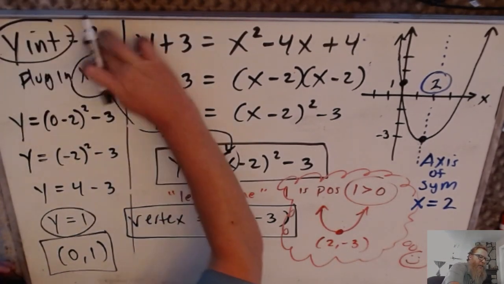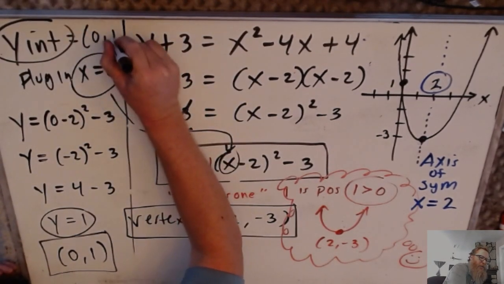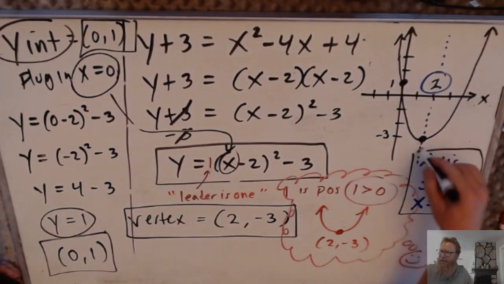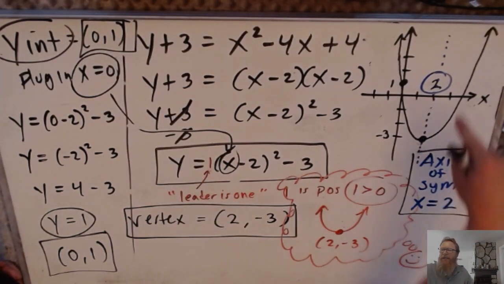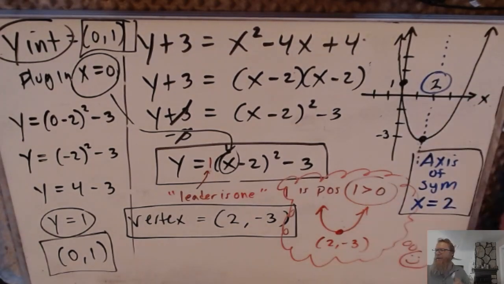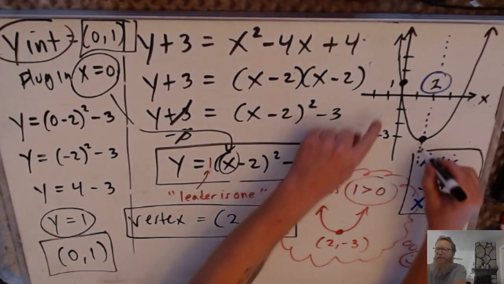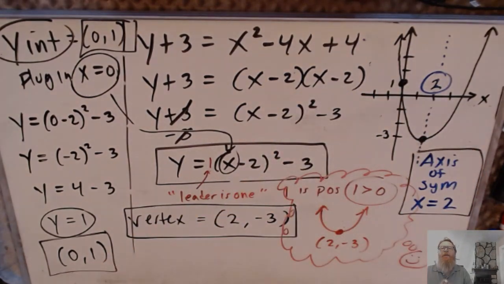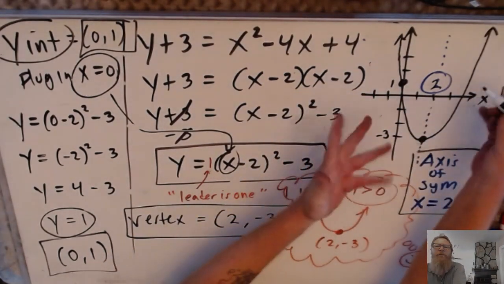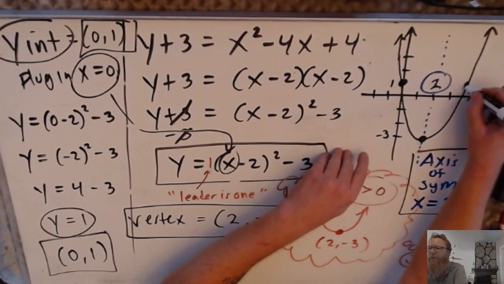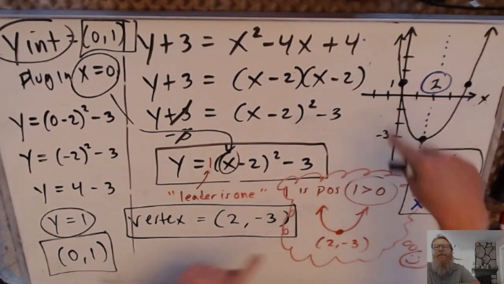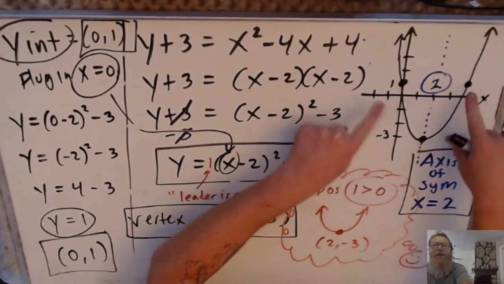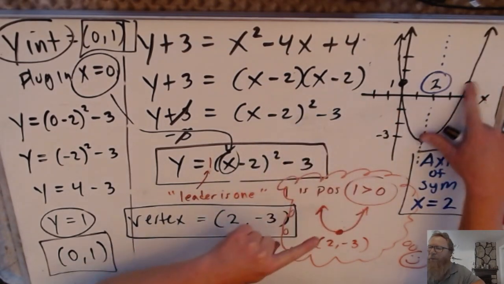So the y-intercept is 0, 1. The axis of symmetry is x equals 2. And my graph is right here. You only need 2 points. If I were doing this on paper, I'd probably put a 3rd point right there because I like to see 3 points on paper. But on the computer, you don't need 3 points.